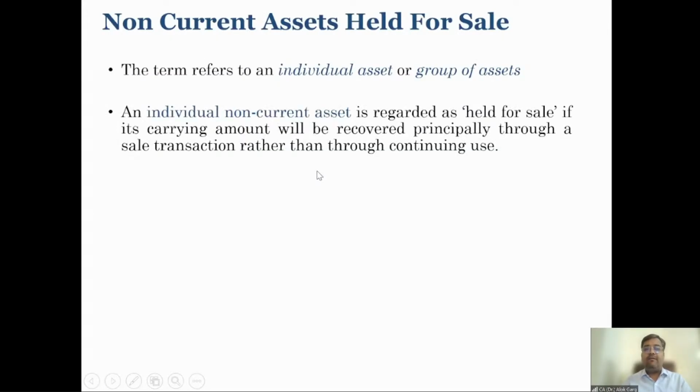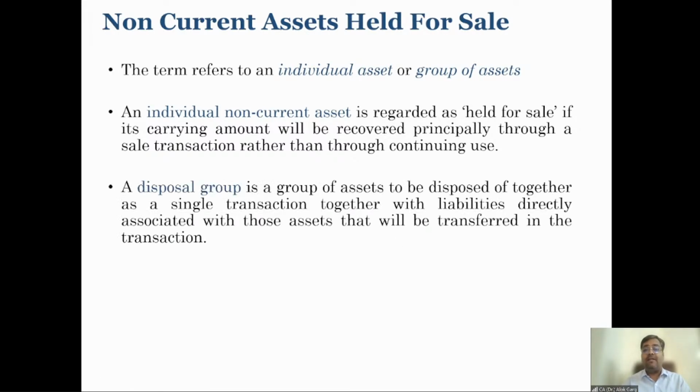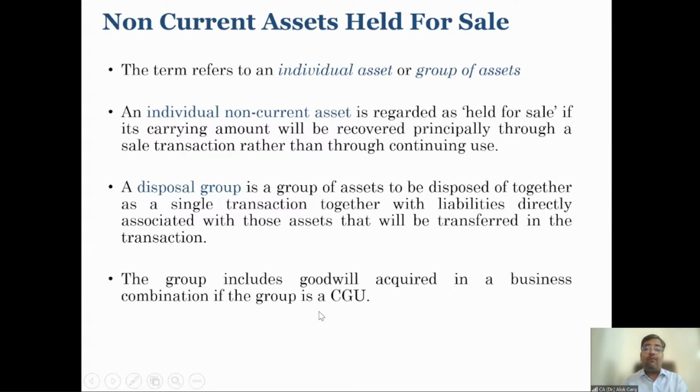Friends, a non-current asset held for sale refers to an individual asset or a group of assets. An individual non-current asset is regarded as held for sale if its carrying amount will be recovered principally through a sale transaction rather than through continuing use. A disposal group is a group of assets to be disposed of together as a single transaction, together with liabilities. If I have taken a loan on a building, a factory or a machinery, and I'm also transferring the loan, it means I'm transferring the liabilities as well, right? So a disposal group may include current assets and liabilities as well.